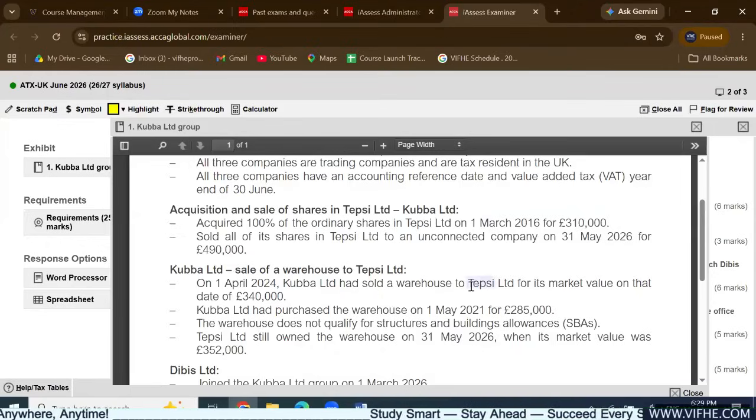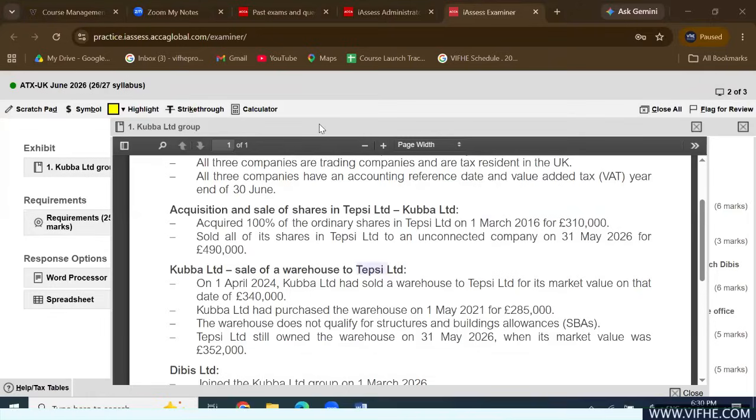So Kuba Limited in the past did not pay any tax at all. At the point of transferring this asset, the ownership is now with Tepsi Limited, and there had been no tax implication on the seller company. But the asset which was previously transferred on a no gain, no loss basis is still with the recipient company, Tepsi Limited. And now they are going to leave the group, and there happens to be another chargeable gains implication.